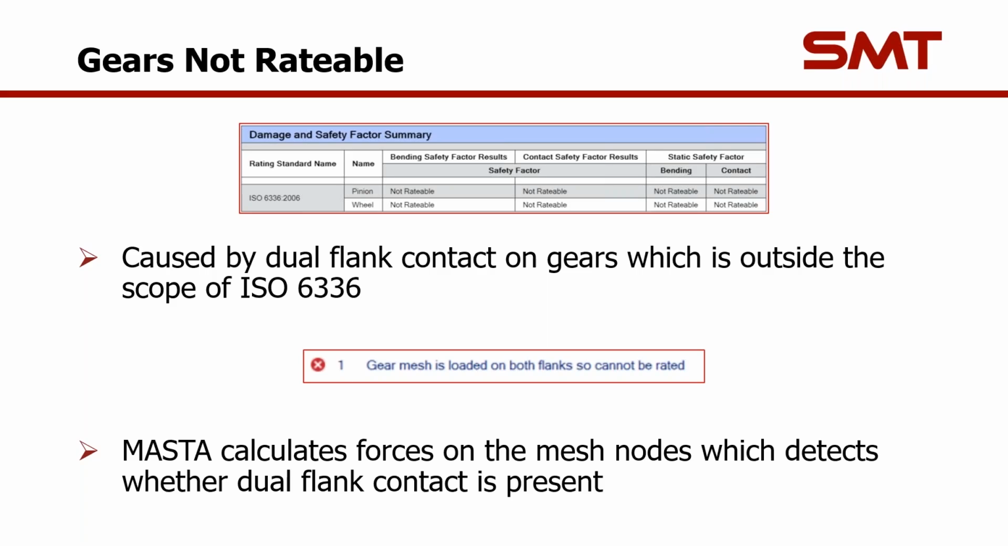Now the rest of the system model will be good, and it'll tell you exactly what's happening in the model. But as it's outside the scope of ISO 6336, MASTA doesn't do the rating calculation for it, as that would not be relevant.